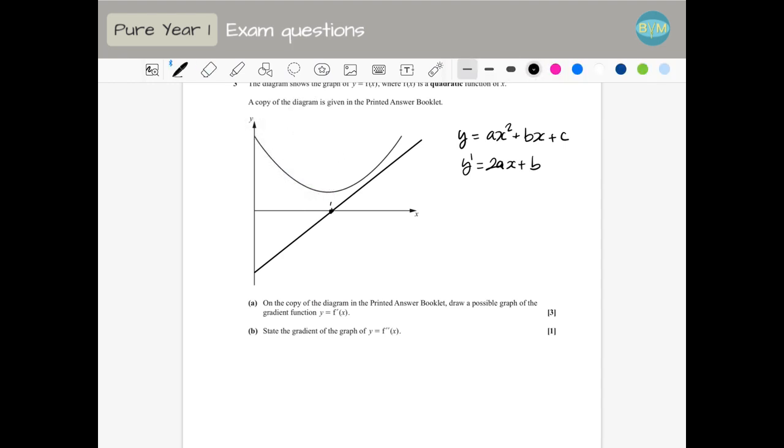I would really leave it clear that this is under the minimum, it has a positive gradient, and it cuts here in the y-axis. So those are the 3 marks.